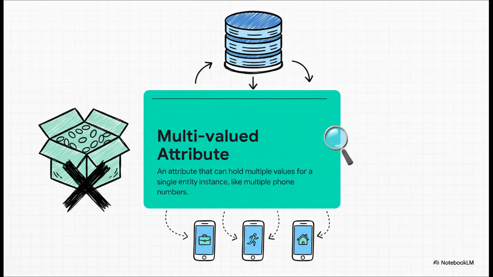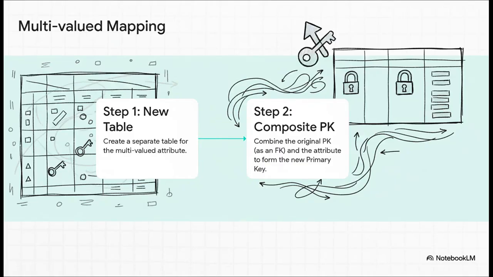Okay, but it's not always that simple, right? Things can get a little tricky. What happens when one attribute needs to hold multiple pieces of information for the same person? Think about it. An employee might have a work phone, a cell phone, maybe a home phone too. You can't just cram all of those into one single box, can you? Well, the solution is actually pretty elegant.